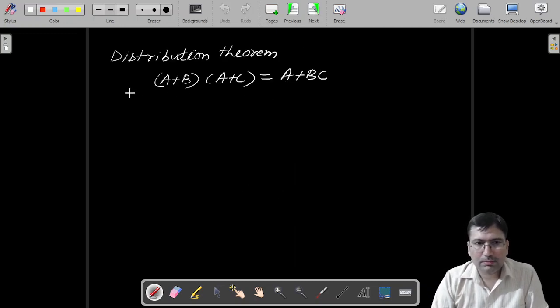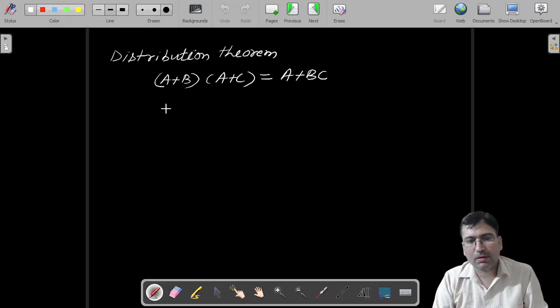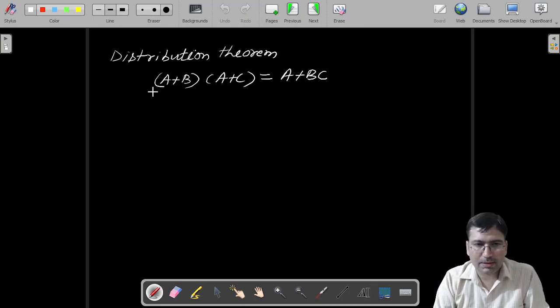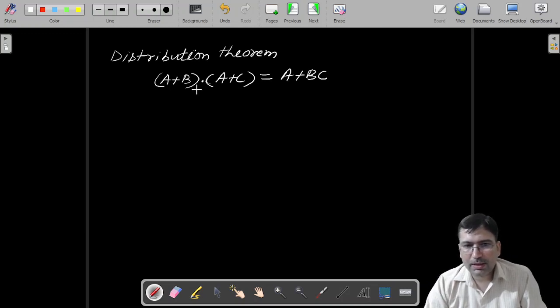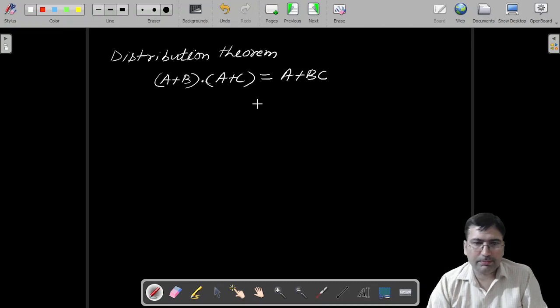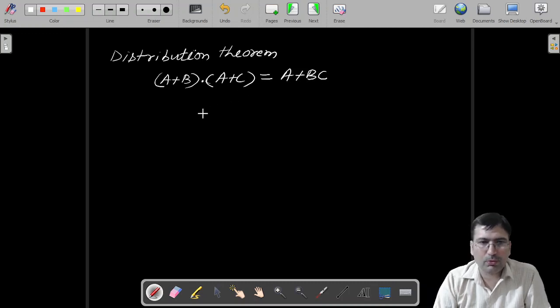Now there's a theorem known as the distribution theorem. In this, if there is something written like A or B, and with, let's say, A or C, we can directly write it as A or BC. So how can we write it? If you want to prove it, it is not very difficult, we can easily get it.